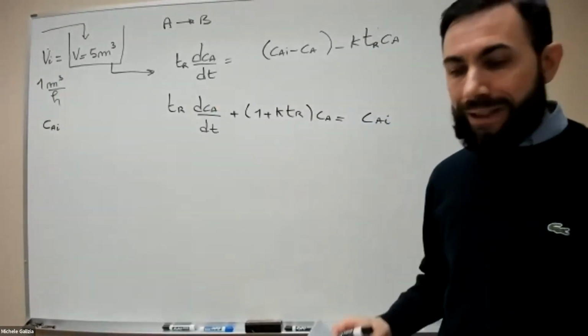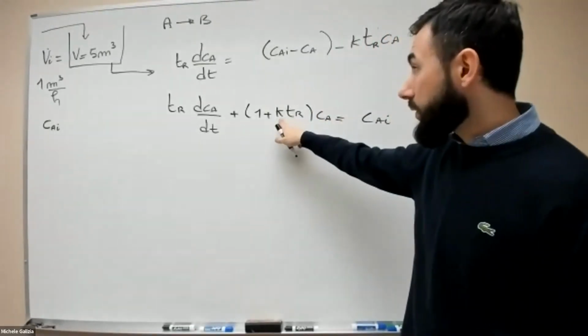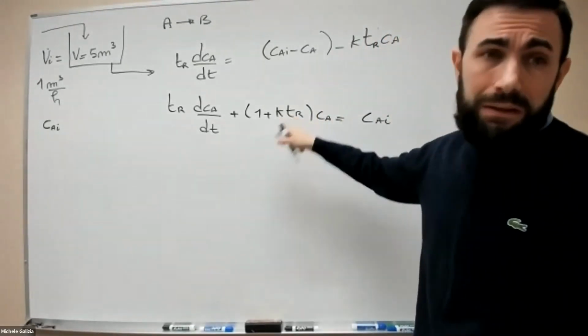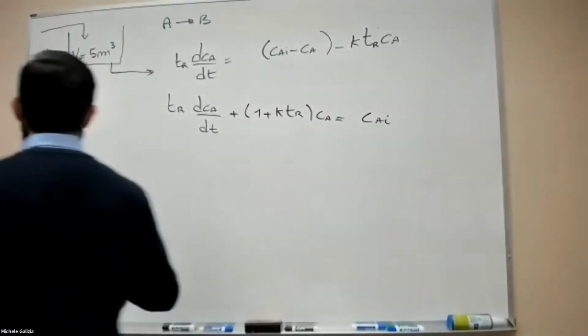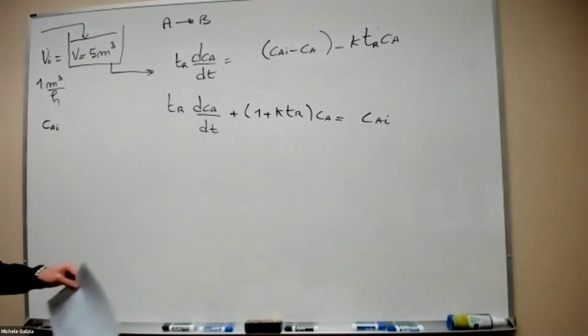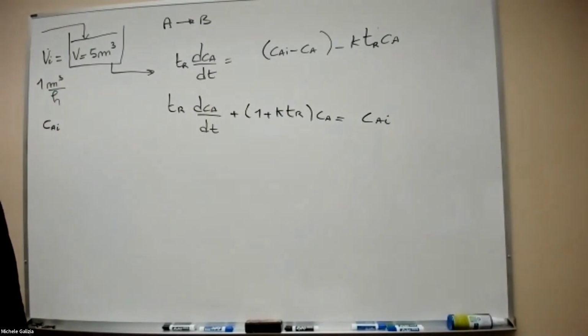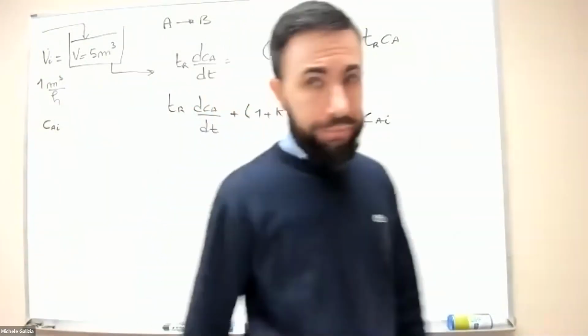Is this linear or nonlinear? Linear, because temperature is constant, so K is constant. TR is constant, basically, because the volume is constant, the level is constant. And that's it. It's linear. We don't need to linearize anything.